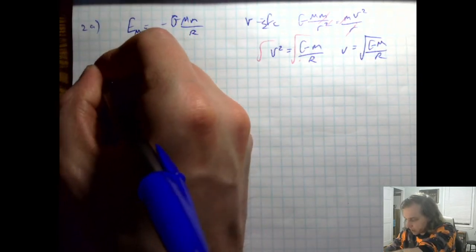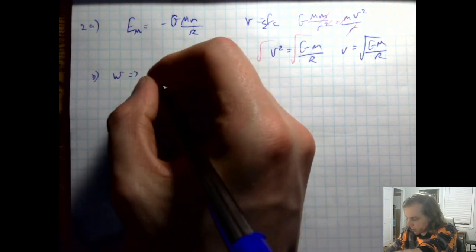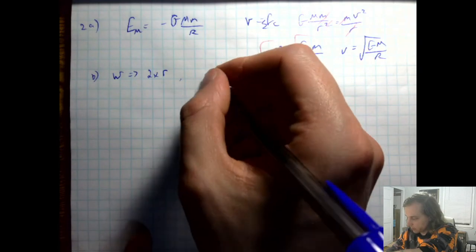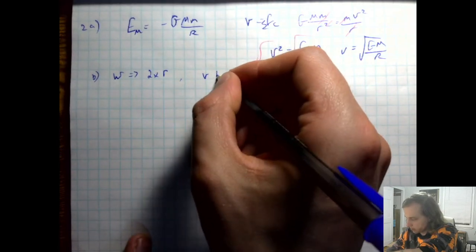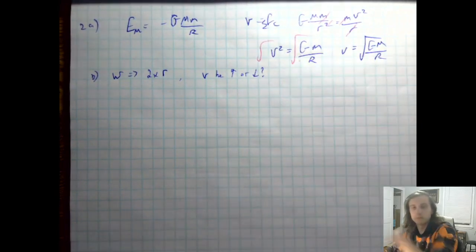For part B, we're trying to find how much work is required to double our radius. And then we're being asked, will our velocity be faster or slower?